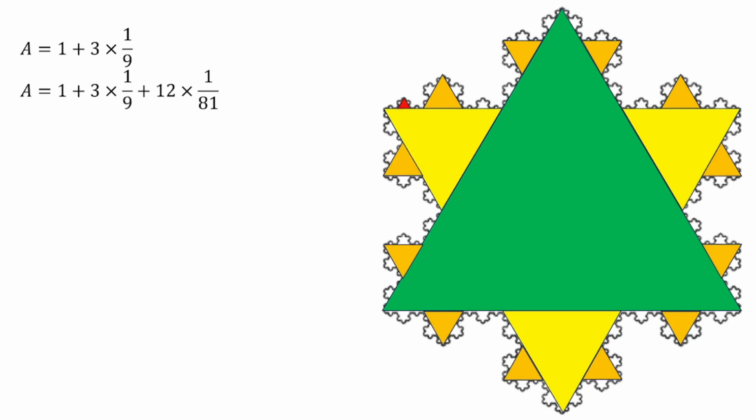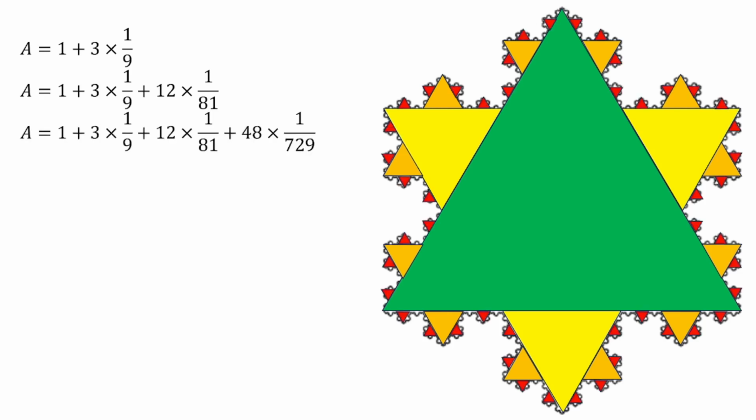Then let's do it one more stage deep. We have the little red triangles. That's going to be 1/3 of 1/3 of 1/3, or 1/27th, but the area is going to be squared, so that's 1/729. And how many of them are there? Let's count, and we see that there are 48 of them.